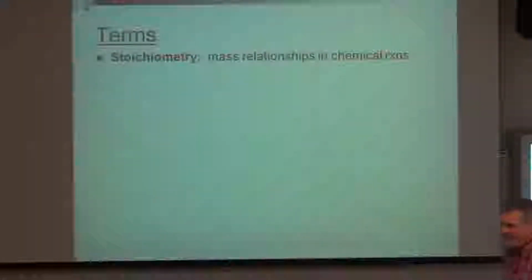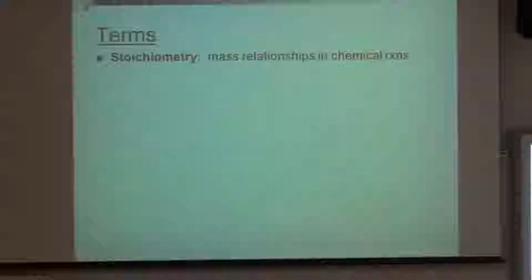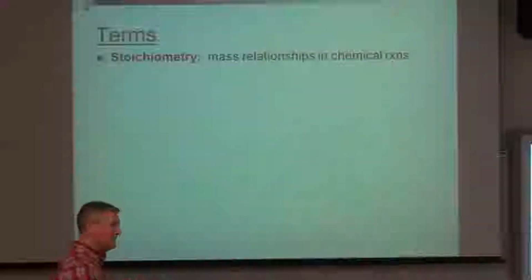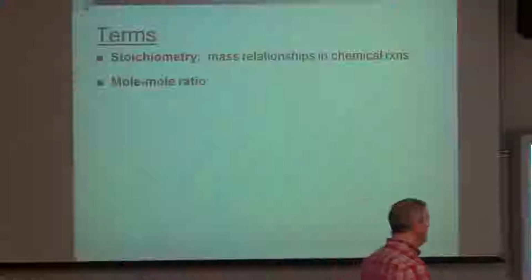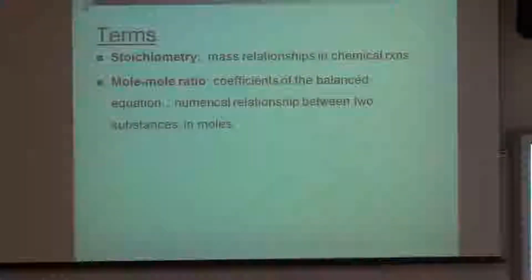So terms, honestly, you should already know these. If you want to jot them down again, that's fine. But stoichiometry is the mass-to-mass relationships in chemical reactions. When we talk about mole-to-mole ratios, we're talking about the coefficients in our balanced chemical equation. So that's the numerical relationship between the different substances in the chemical reaction.